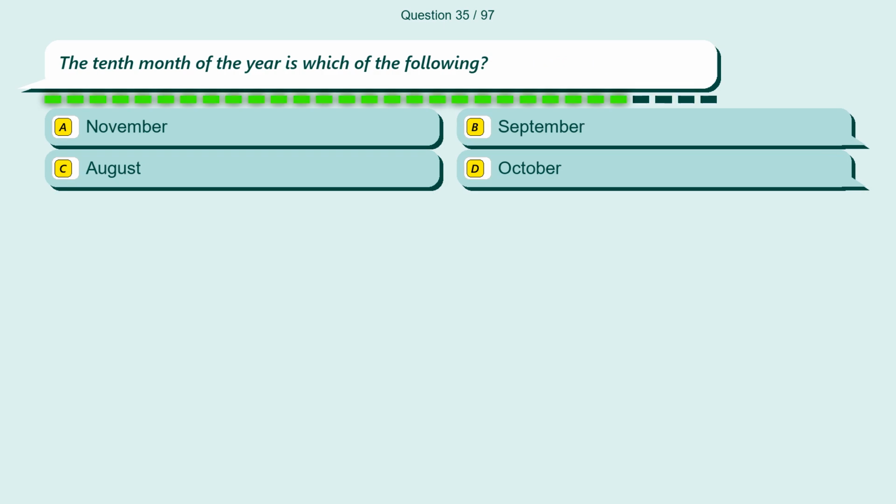Question 35. The 10th month of the year is which of the following? Option A, November. Option B, September. Option C, August. Option D, October.